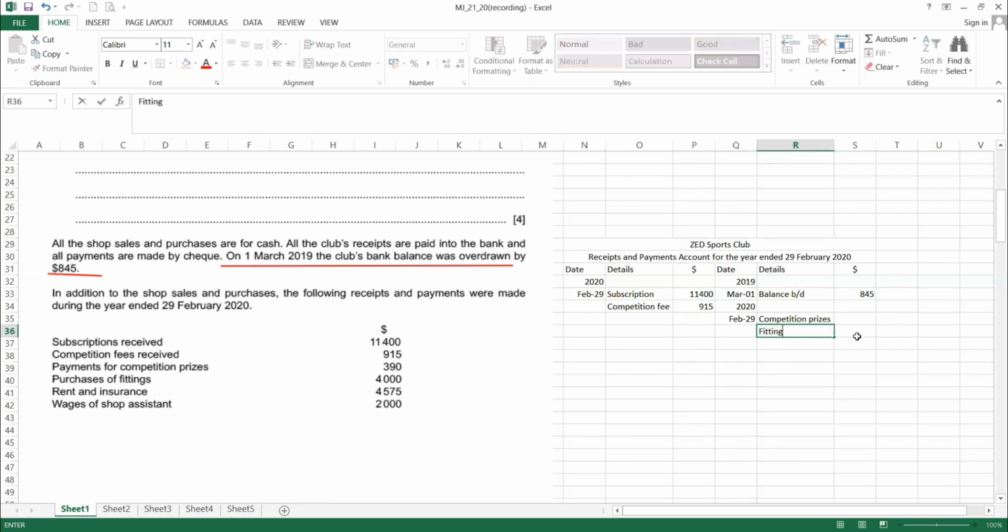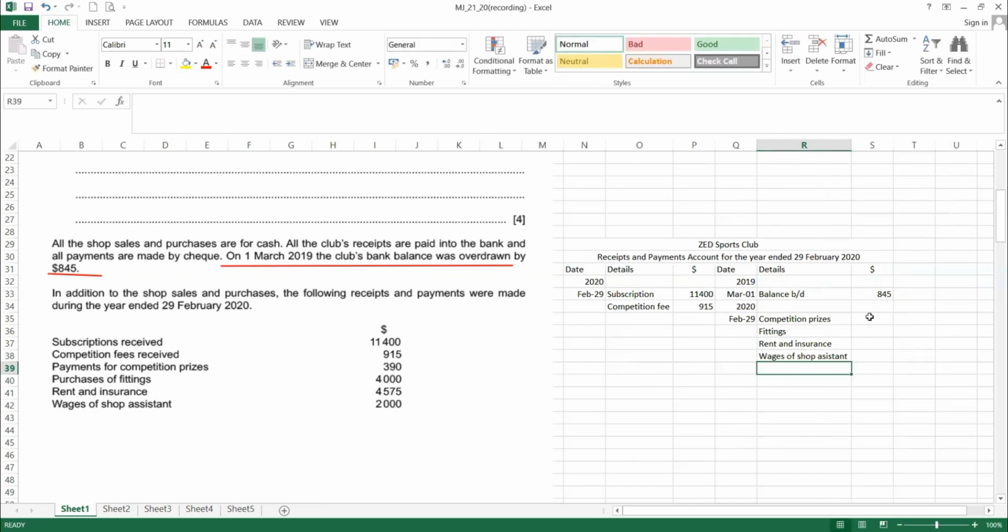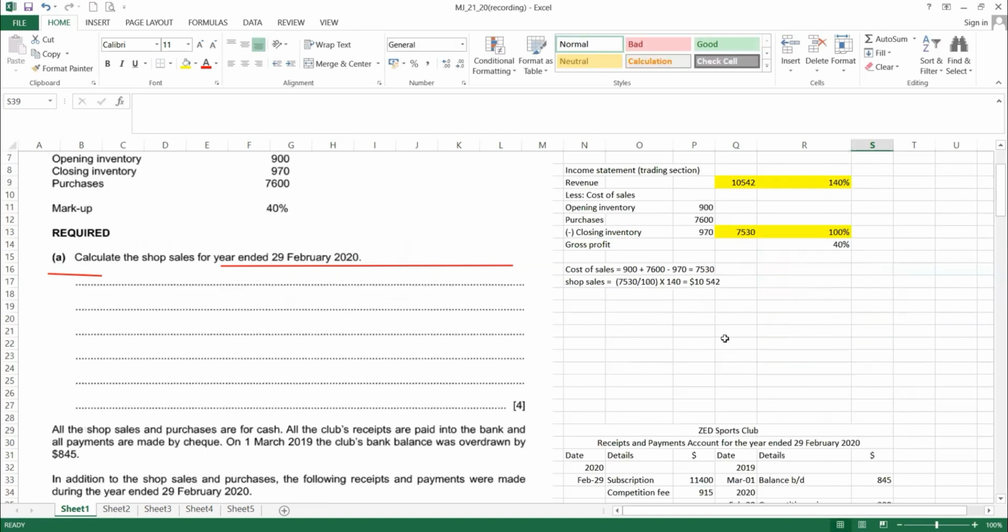Purchase of fitting. We just put fitting, non-current asset. Rent and insurance. Wages of shop assistant. So we put the amount first, 390, and then 4,000, and then 4575, and 2,000. Okay. Don't forget, in the sentence they say all shop sales and purchases are for cash.